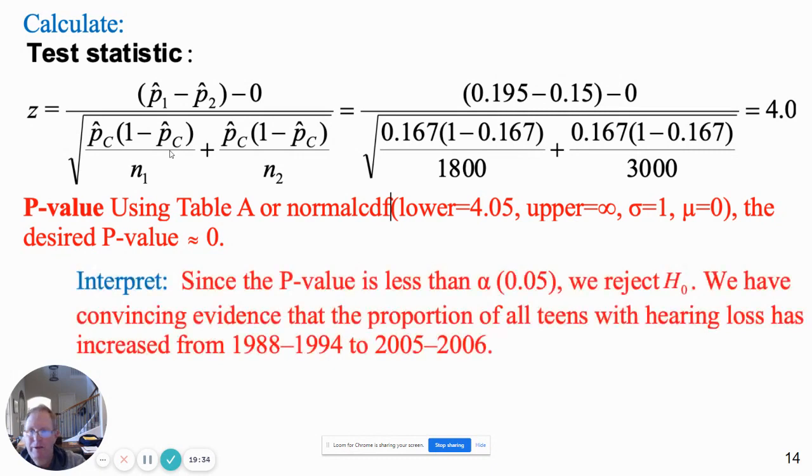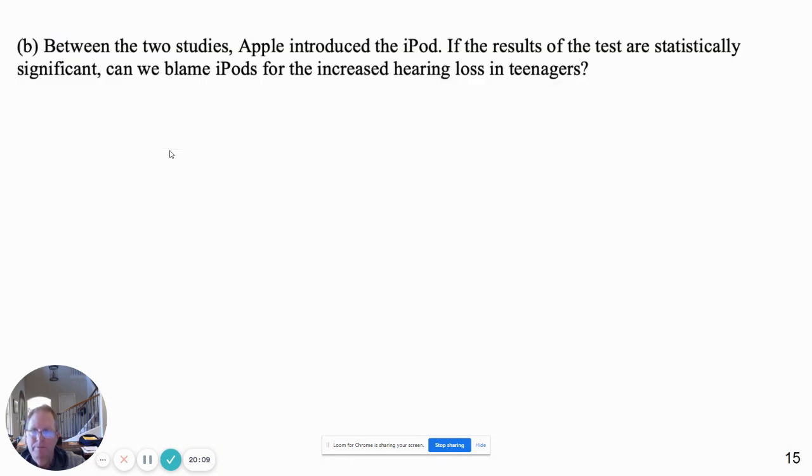Now I have to write my interpretation. Since the p-value is less than alpha, and I put in my values for alpha, we reject the null hypothesis. If we reject the null hypothesis, that means we have convincing evidence that the alternative hypothesis is true, but we have to write it in context. So we say, we have convincing evidence that the proportion of all teens with a hearing loss has increased from 1988 to 1994 to the later period of 2005 to 2006.